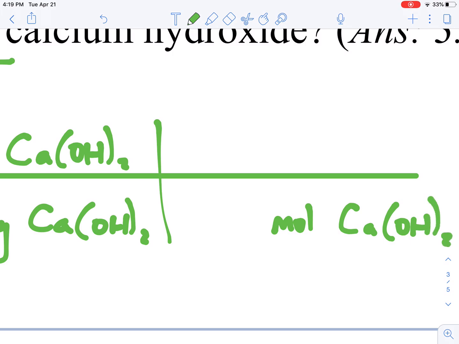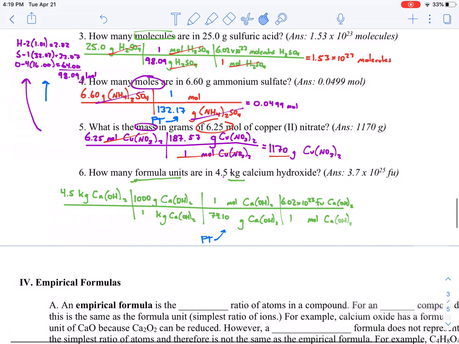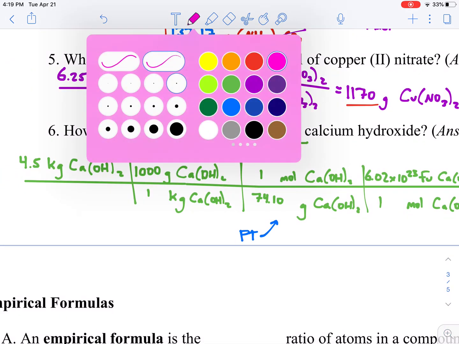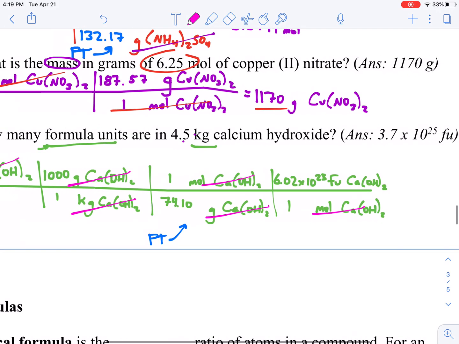We ultimately are trying to get to formula units of calcium hydroxide. Do we know how many formula units or things are in a mole? Of course we do. We know there are 6.02 times 10 to the 23rd power things in 1 mole. Once we've done all of that, you'll notice that our kilograms cancel, our grams cancel, our moles cancel. We're left with formula units, which is what we wanted to be left with at the end of the day.